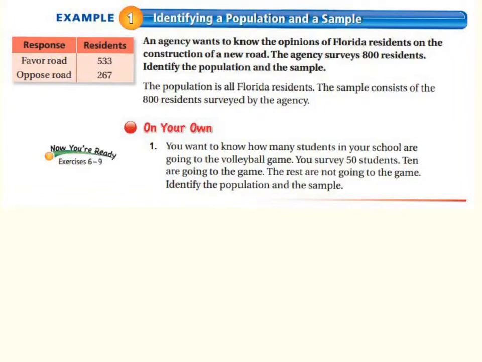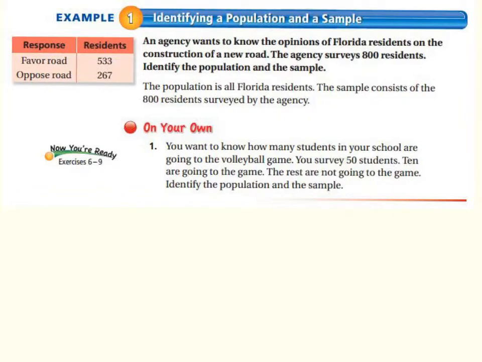Okay, the next example on your paper is being able to identify a population and a sample. Follow along as I read out loud. An agency wants to know the opinions of Florida residents on the construction of a new road. The agency surveys 800 residents. Identify the population and the sample. So the population in this case is every single person that lives in Florida. However, not every single person was surveyed. So that's why they call it a sample. The sample is a part of the population, which is, in this case, the 800 residents who were surveyed.